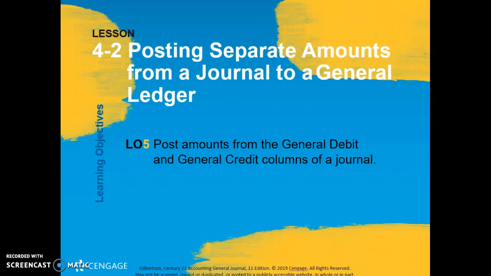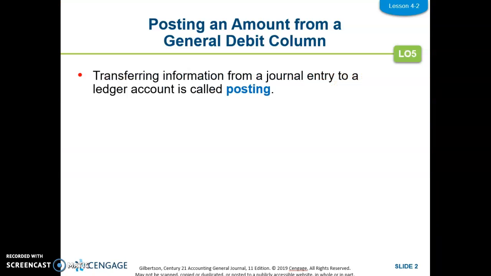This video is for lesson 4-2, posting separate amounts from a journal to a general ledger. We will post amounts from the general debit and general credit columns of a journal today. Transferring information from a journal entry to a ledger account is called posting.